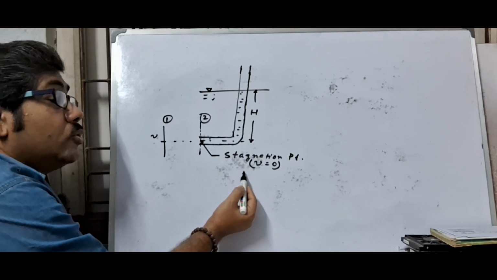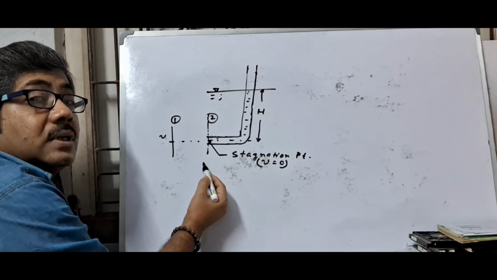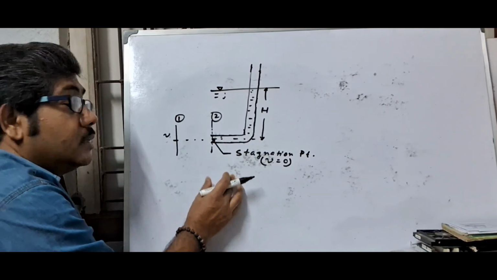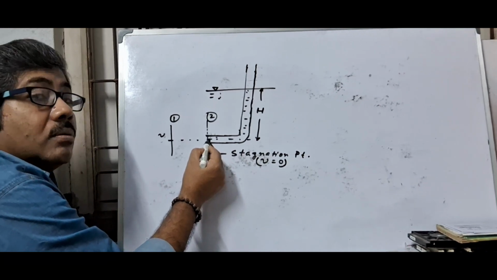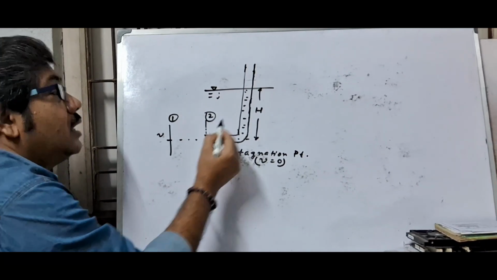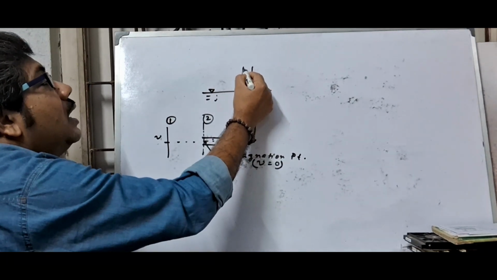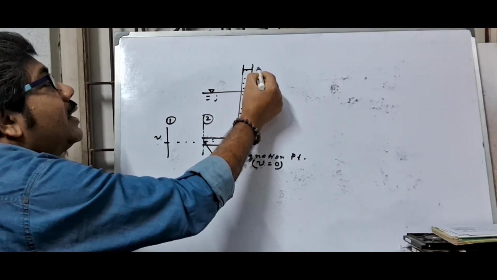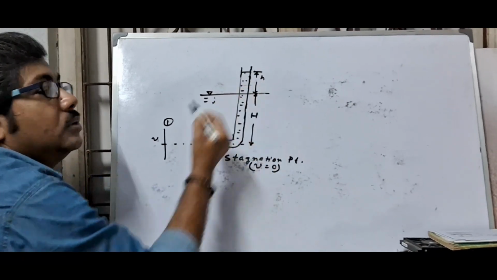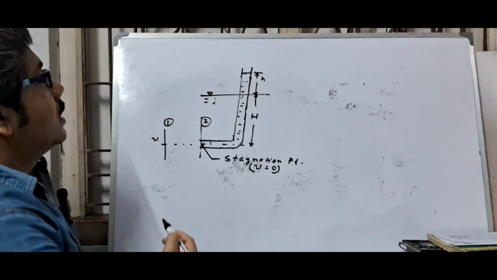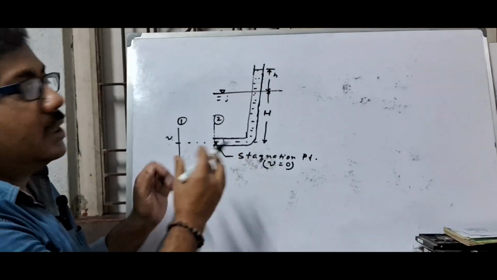But according to law of conservation of energy, energy remains constant. So at this point, this kinetic energy will be converted into pressure energy. And so the liquid rises up in the pipe up to small h portion here. And this is the construction of Pitot tube.